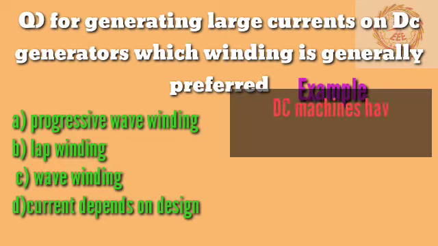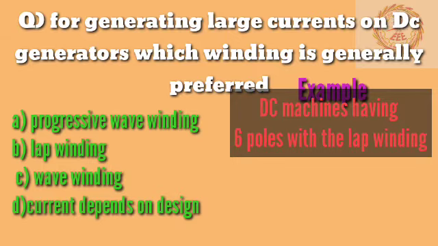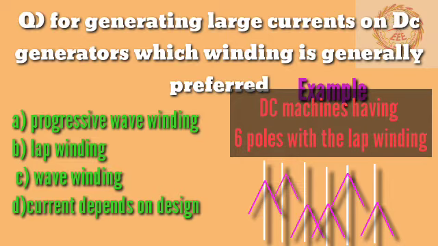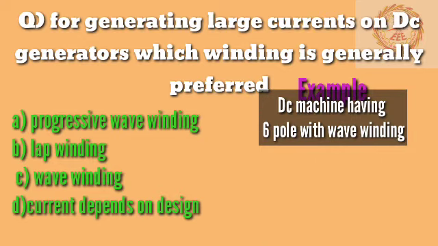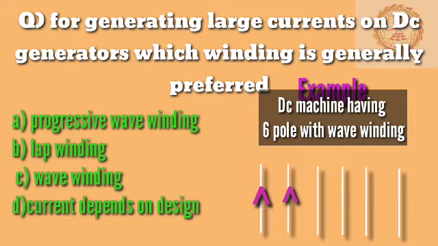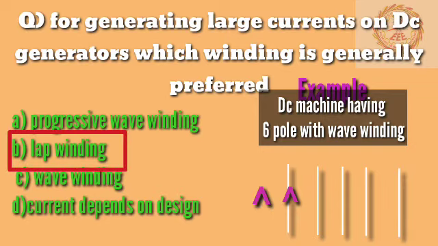Example: a DC machine having 6 poles with lap winding. In lap winding, A is equal to P, which means the number of parallel paths is 6. So the current flows in 6 armature conductors, whereas in the case of wave winding, the number of parallel paths is equal to 2. So the current flows in only 2 armature conductors. So the answer is B, lap winding.